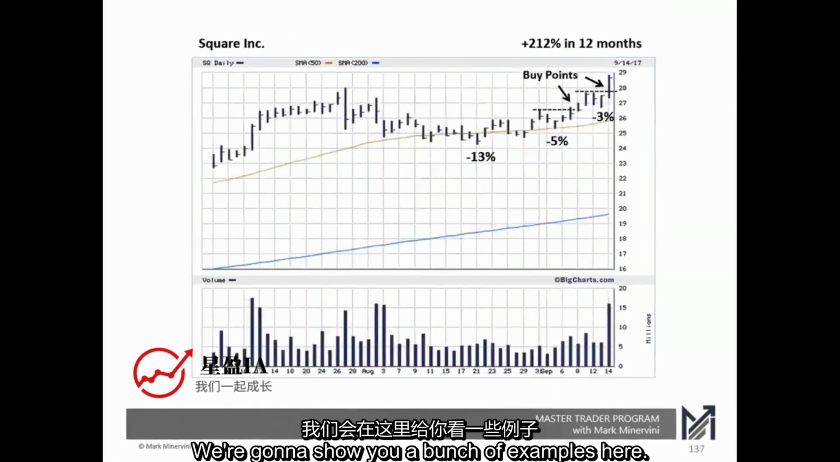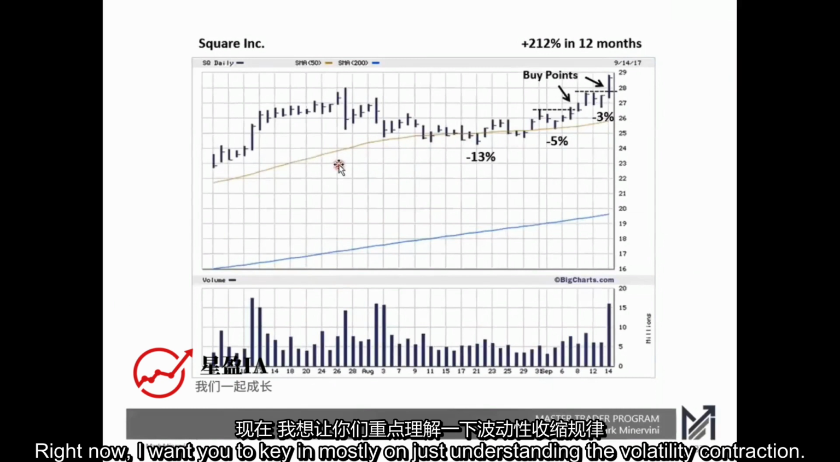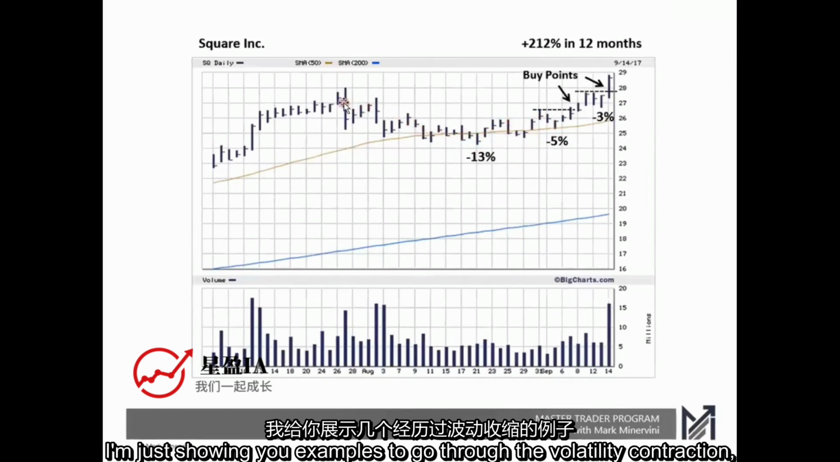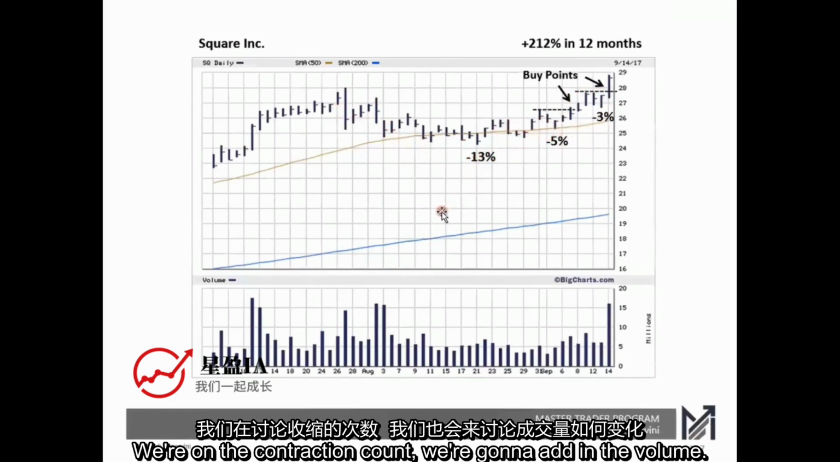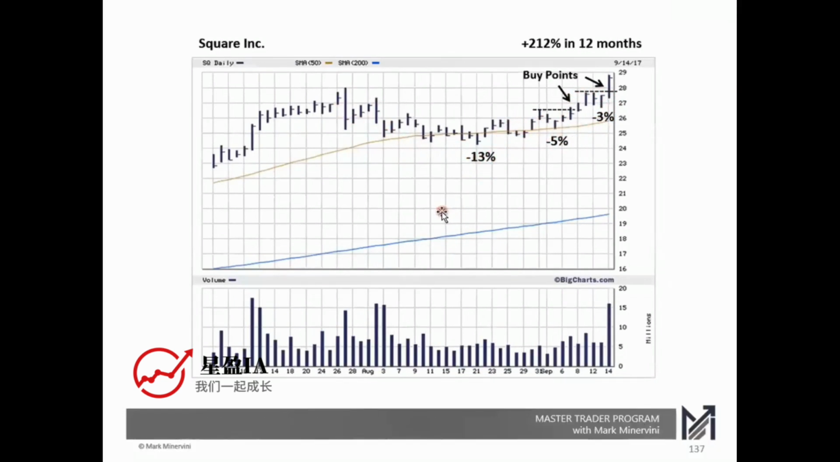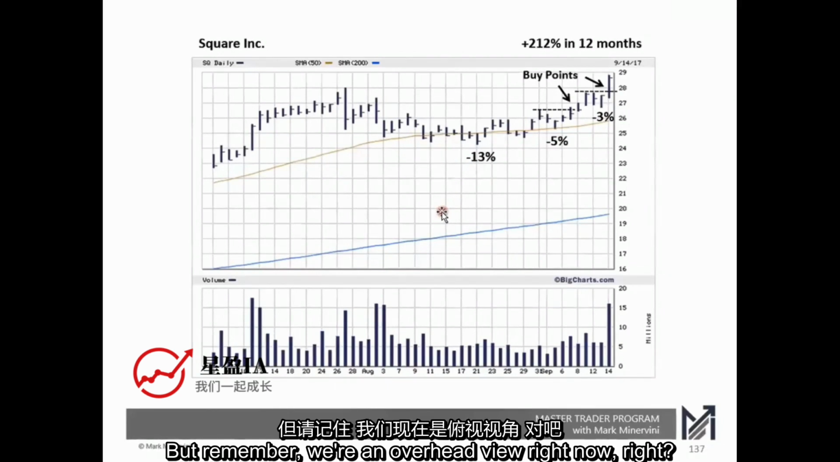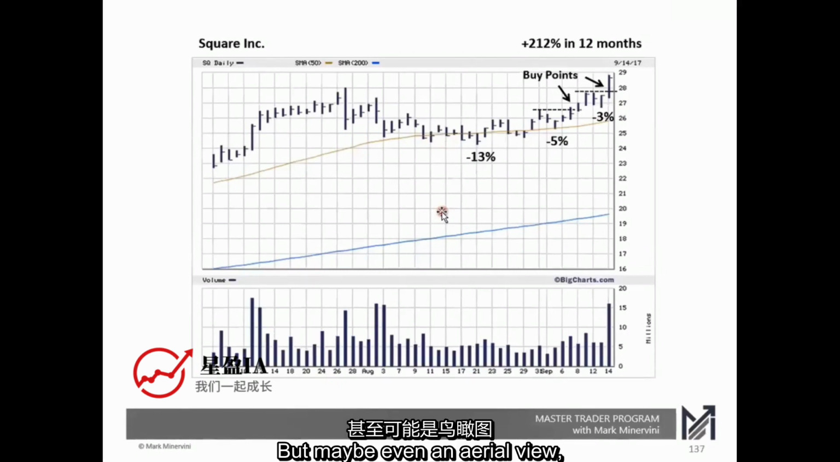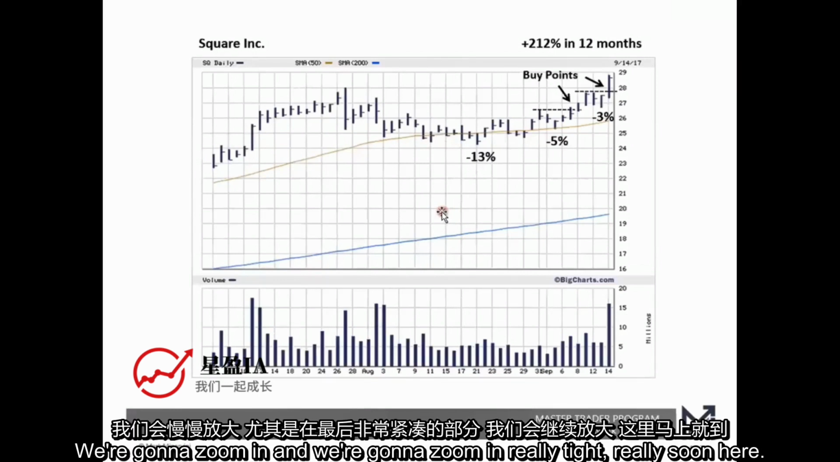And we're going to show you a bunch of examples here. Let's take a look at Square. Right now, I want you to key in mostly on just understanding the volatility contraction. I'm just showing you examples to go through the volatility contraction and show you what we're looking for on that right side and how to count these contractions. We're on the contraction count. We're going to add in the volume and show you every little nuance right down to microscopic. But remember, we're on an overhead view right now, maybe even an aerial view. We went from a satellite down to an aerial. Now we're kind of going overhead. So we're going to zoom in really tight really soon here.